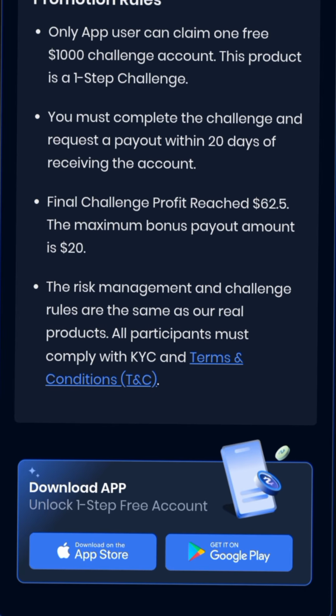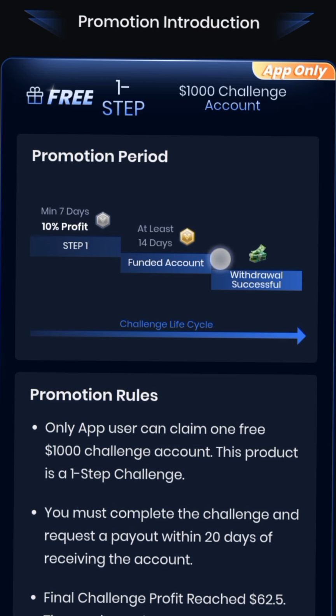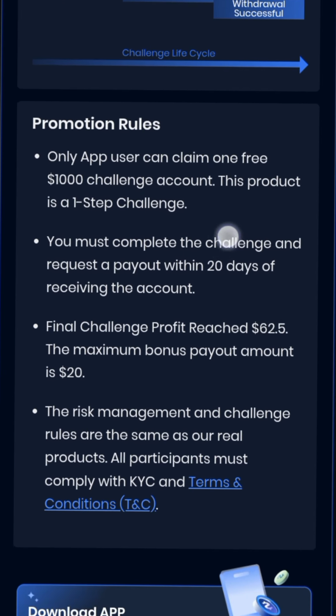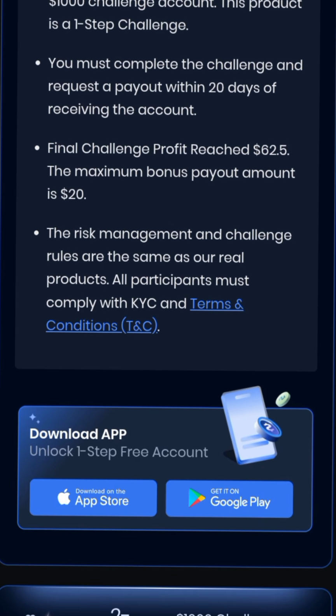So you can see it's about 20 days, it's lasting for 20 days. That's what they're saying here. But make sure you meet up within 14 days, because at the top here they are saying 14 days also. So make sure you meet up within 14 days, and the final challenge profit reaches about 62.5, then the maximum bonus payout amount is about 20%.